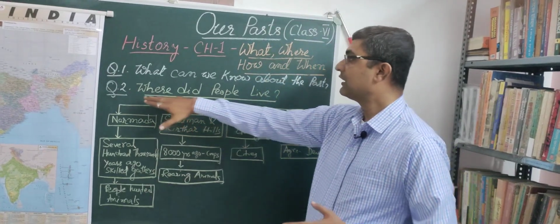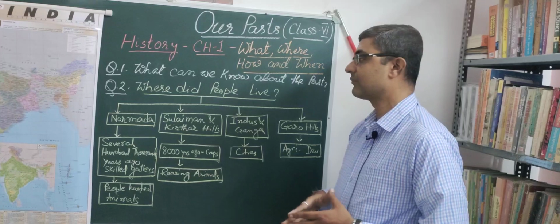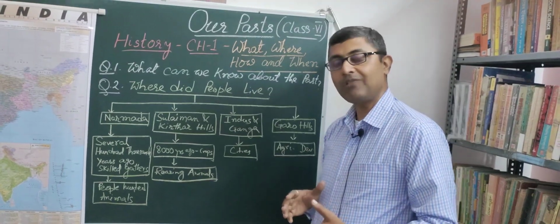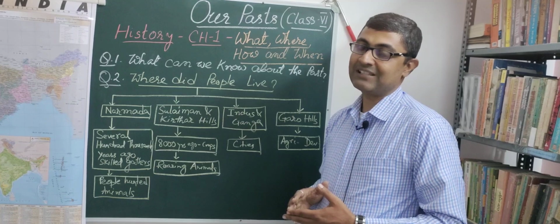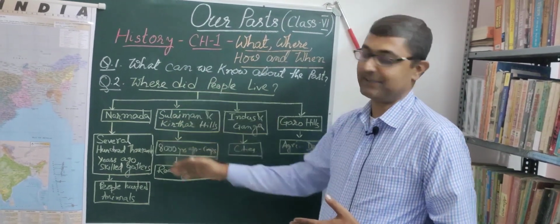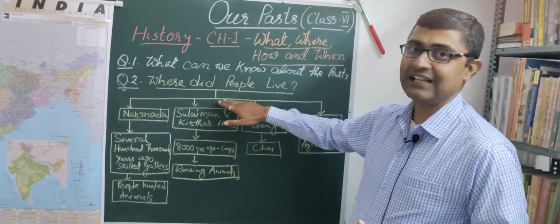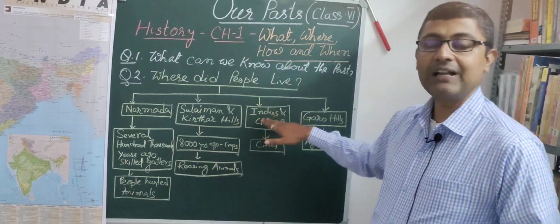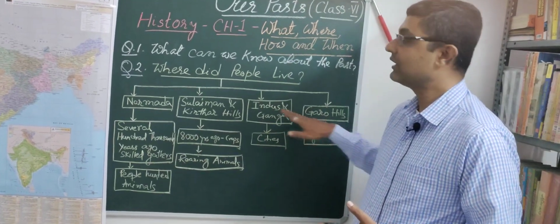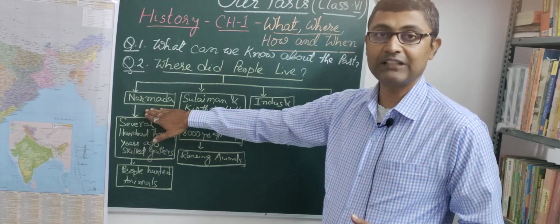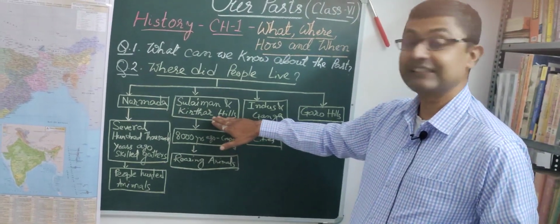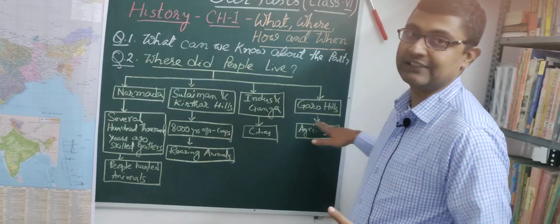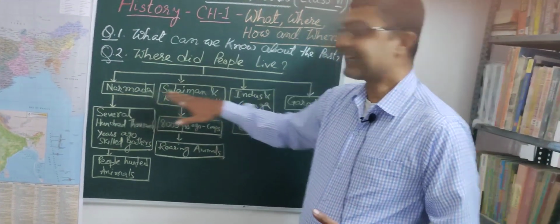Now here is the second question, where did people live? In this chapter we will study all the events before the birth of Christ, meaning all these events are in the BC era. Now as far as the Indian subcontinent is concerned, there are 4 areas where modern humans were found. First is the bank of the Narmada. Second, Suleiman and Kirthar hills. Third, Indus and Ganga banks. And fourth is the Garo hills area. So these are the 4.